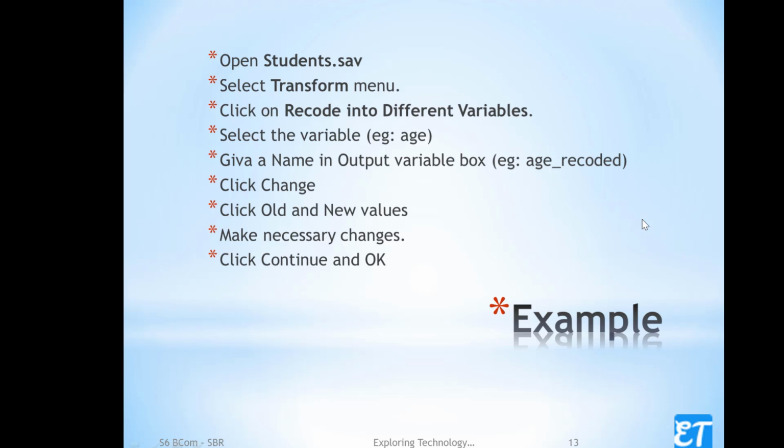For that we again depend upon the student data file. Here also we are doing the transformation. So the Transform menu is clicked, and then select Recode into Different Variables. Then select the variable upon which we are going to recode. Here it is age, and you can give a name to the newly formed variable. It can be age recoded, and then click Change, and then you give the old values already submitted and the new values, and make the necessary changes, categorize it yourself, and then click Continue and OK. So let us see this example.